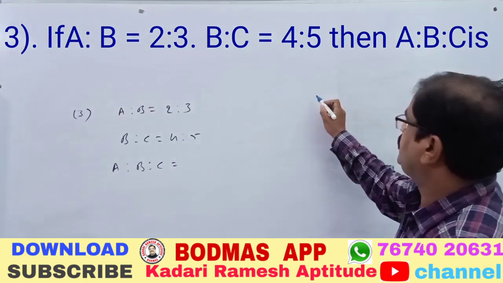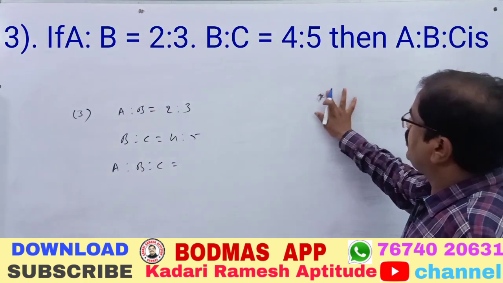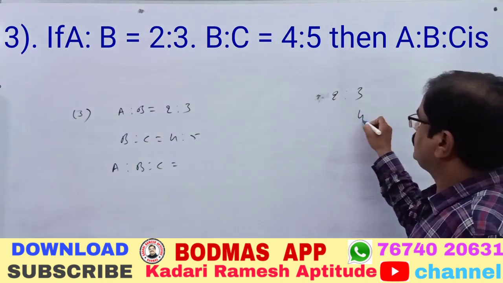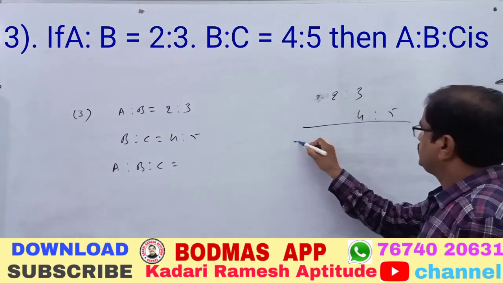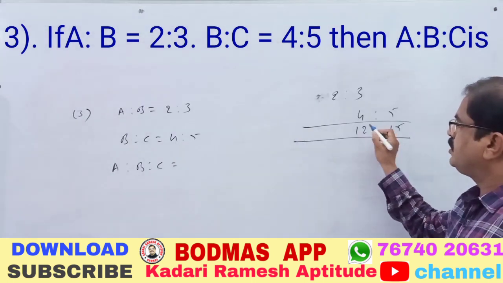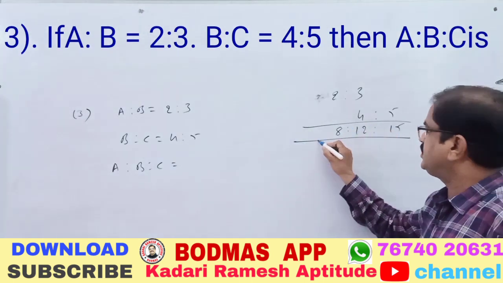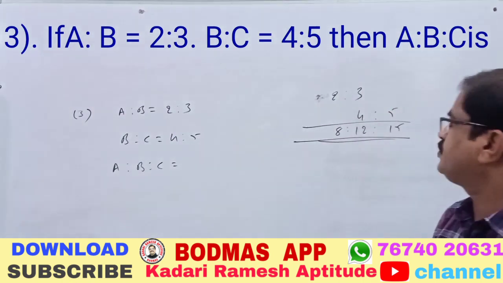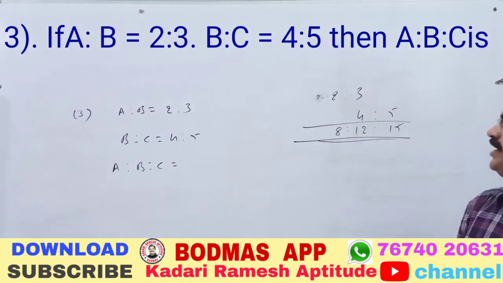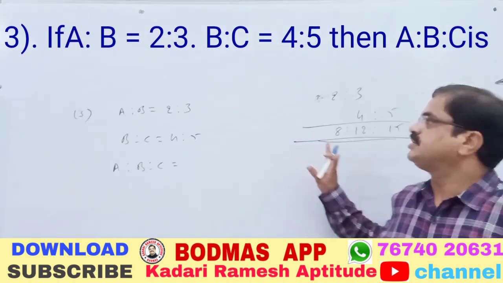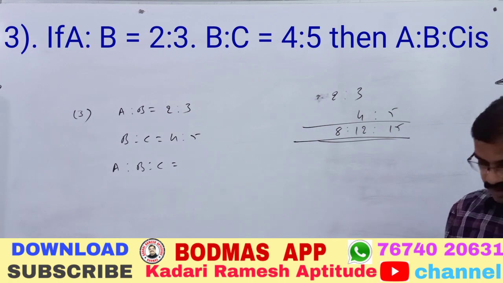A is to B is 2 is to 3. Then B is to C is 4 is to 5. The shortcut is 5 times 3 is 15, 3 times 4 is 12, 2 times 4 is 8. Now, asked for the ratio only, A is to B is to C is equal to, direct answer, 8 is to 12 is to 15. This is the question and this is our answer.